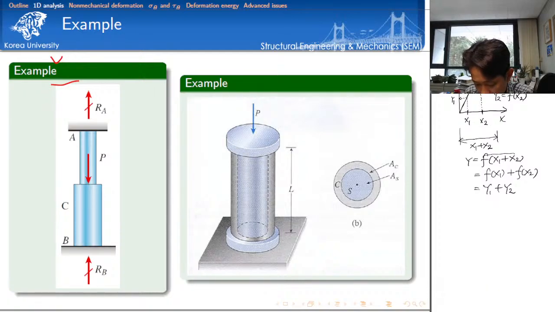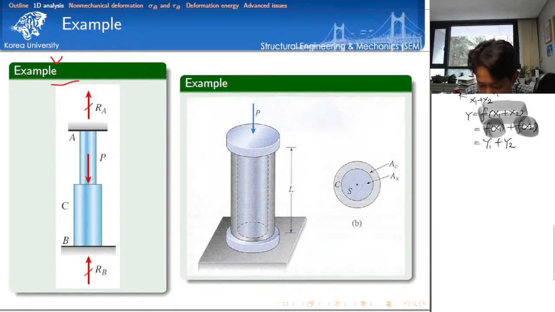To deal with this complicated system, we don't have to work on this complicated system. Instead of that, we deal with simple individual systems and we superpose them to represent the overall behavior. This is the key point regarding the principle of superposition. So now let's use the principle of superposition.